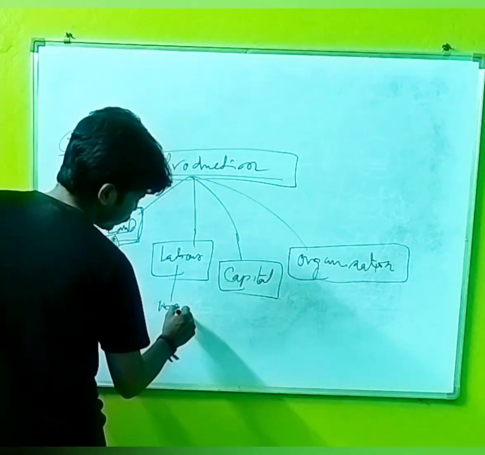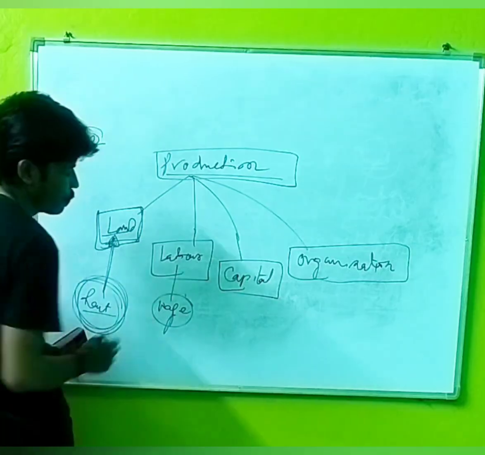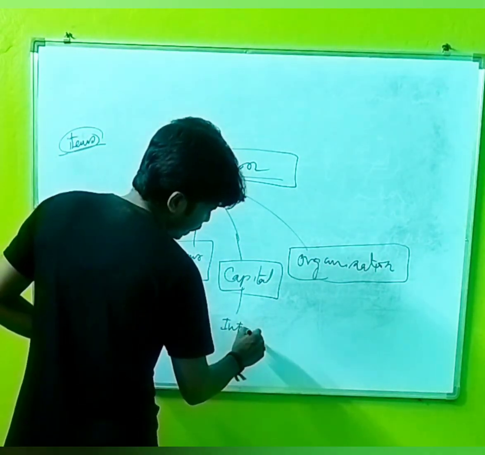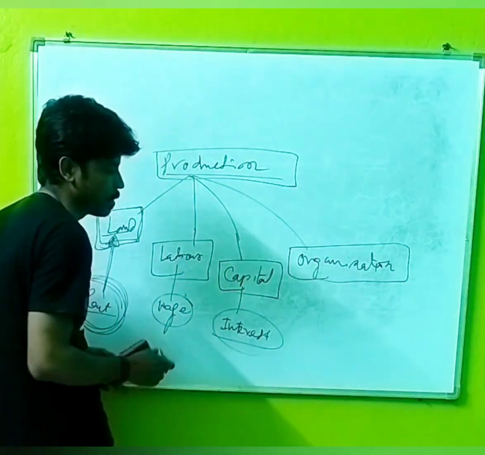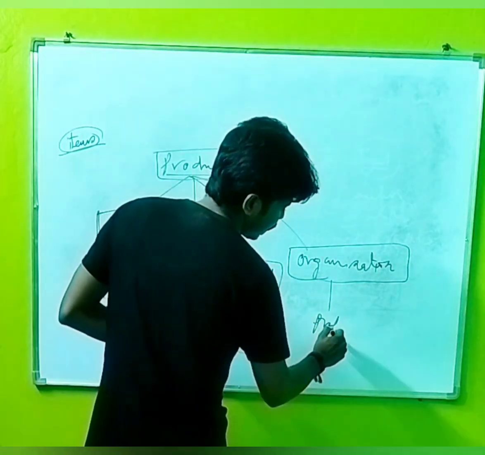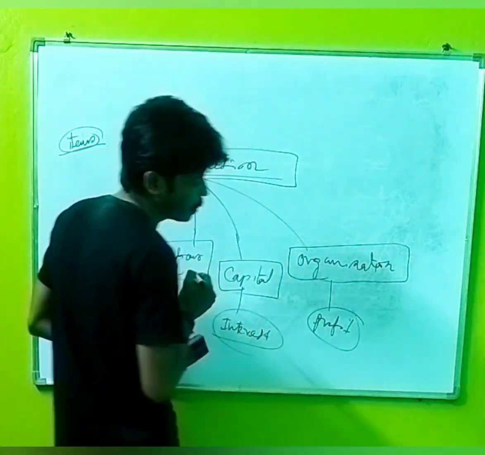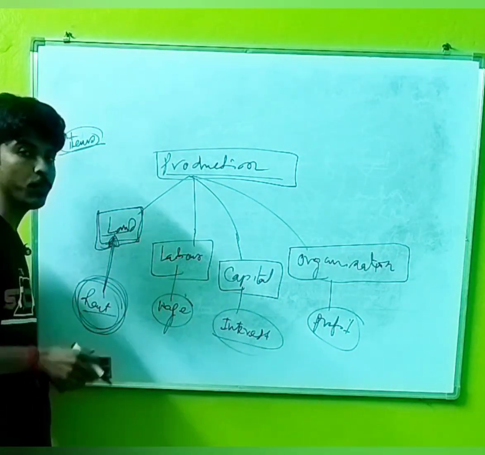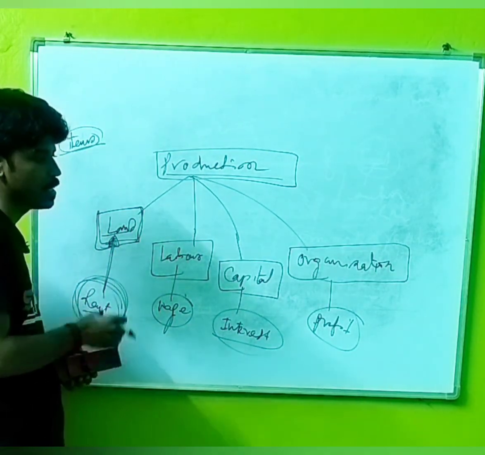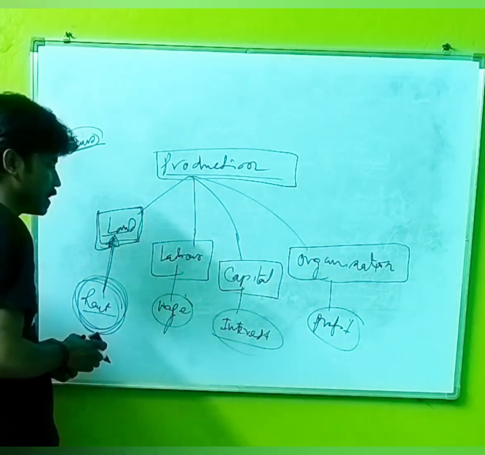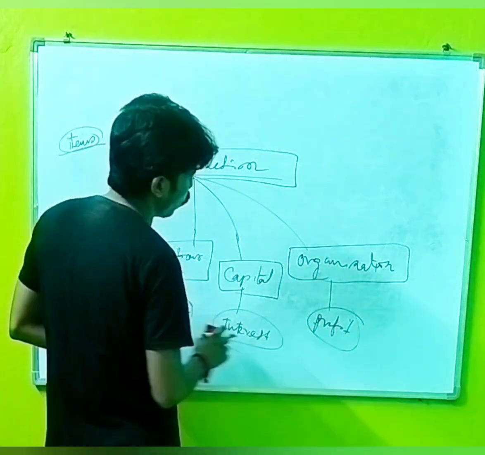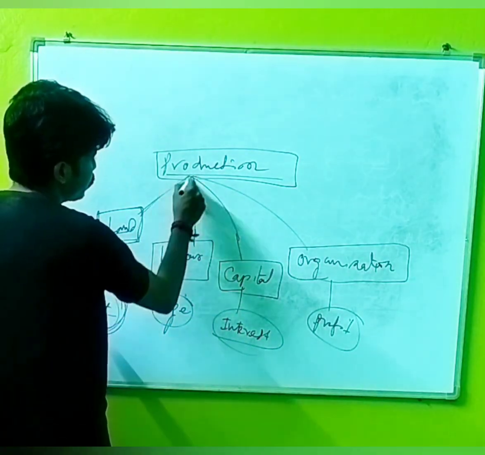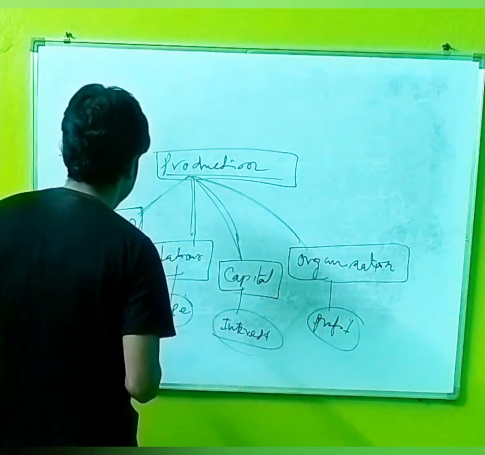Second, there is wage. Wage is the driving force of labor. Interest is the driving force for capital. And profit is the driving force for organization. If you start an industry and you do not get profit, will you start an organization? Definitely not. So these are the driving forces of these four items that ultimately contribute to production.